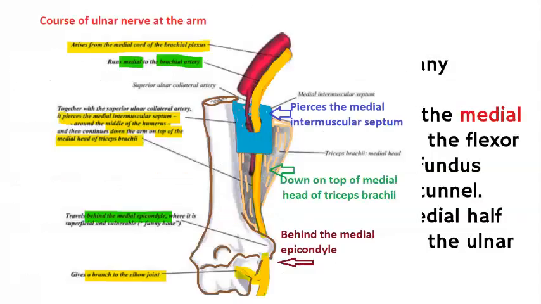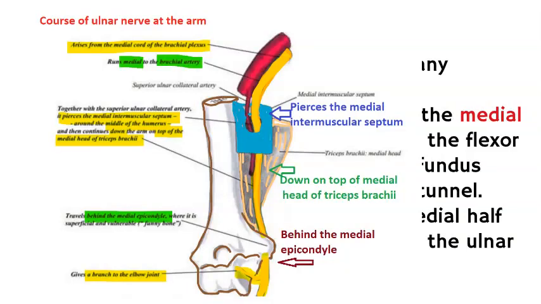This figure illustrates the course of the ulnar nerve at the arm. Again, it arises from the medial cord of the brachial plexus. It runs medial to the brachial artery. Then later, it pierces the medial intermuscular septum around the middle of the humerus and continues down on top of the medial head of the triceps brachii. Then later, it travels behind the medial epicondyle, where it becomes more superficial and gives a branch to the elbow joint.